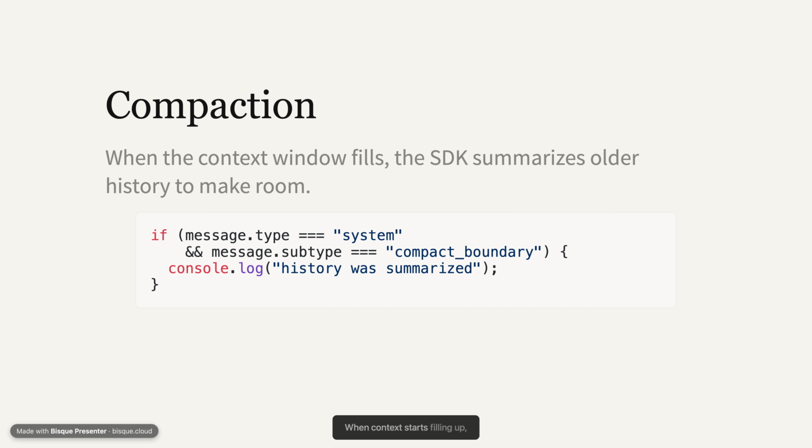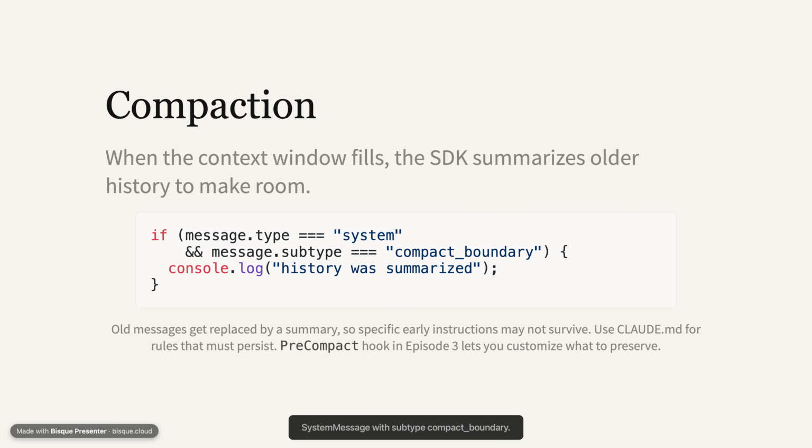When context starts filling up, the SDK quietly compacts older history into a summary and keeps going. You see it in the stream as a system message with subtype compact boundary. The catch: anything specific from early in the conversation can be lost in summarization. The fix is to put rules that must persist in Claude.md because it gets reinjected on every request. There is also a precompact hook for custom logic. We will cover hooks in episode 3.